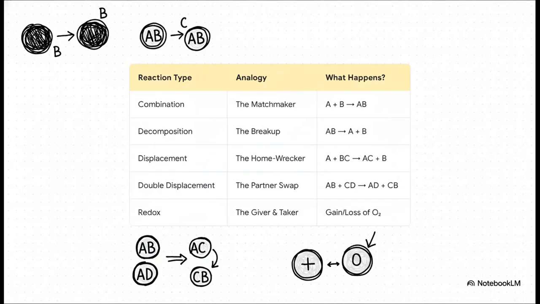Phew! Okay, let's do a super quick recap of our 5 personalities. We have the matchmaker, where two things become one, the breakup, where one thing becomes two, the dramatic homewrecker, the polite partner swap, and the giver and taker. This little cheat sheet here is a great way to keep them all straight.